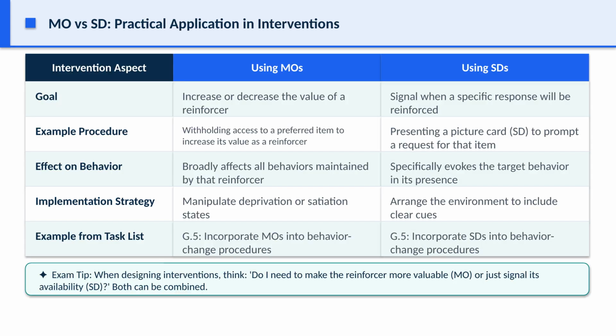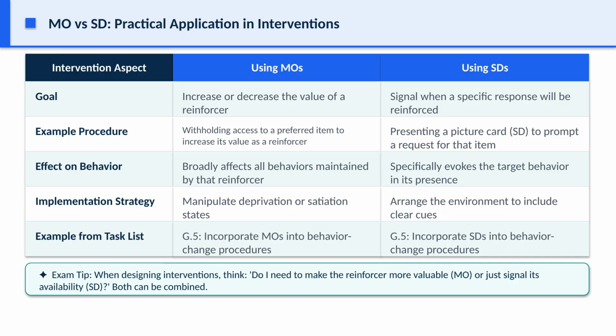On this slide, we're sharpening the distinction between motivating operations and stimulus control, a high-yield topic for the BCBA exam. The goal of an MO is to alter the value of a reinforcer, while an SD signals when a specific response will pay off. For example, withholding access to a preferred item increases its value as a reinforcer. That's an MO, whereas presenting a picture card to prompt a request for that item is an SD. Notice the effect on behavior.